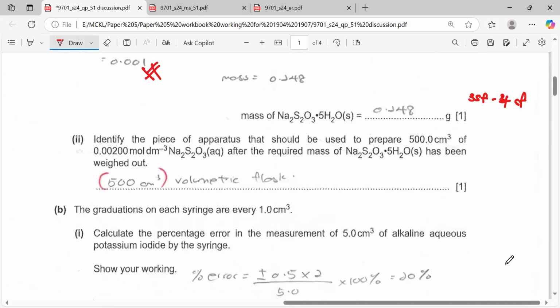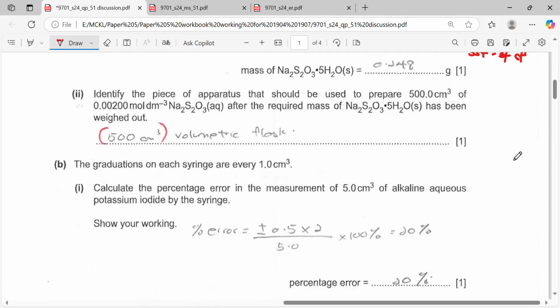Now, part 2. Identify the piece of apparatus that should be used to prepare the 500 centimeter cube of the sodium thiosulfate solution after the required mass has been weighed out. So the volumetric flask is the apparatus that should be used to prepare any solution you want. And the capacity of the volumetric flask should follow the volume that you want to prepare. So when I bracket over here 500, that means the marking scheme also bracketed. It means that it is not mandatory to earn that 1 mark. So long as we see volumetric flask, we give you the 1 mark.